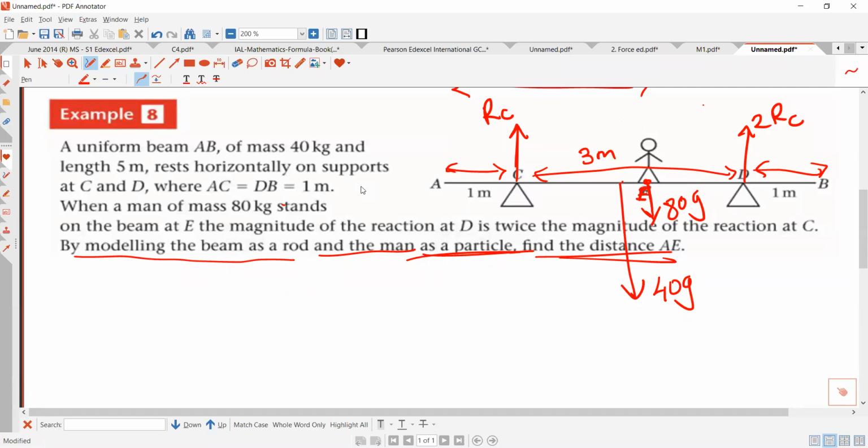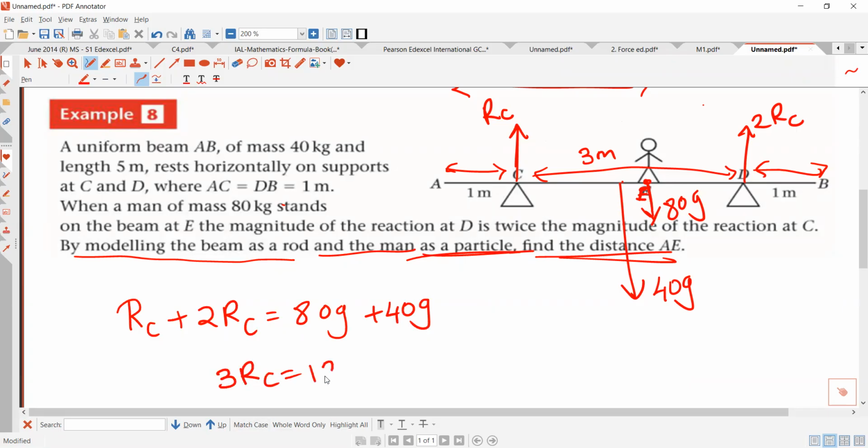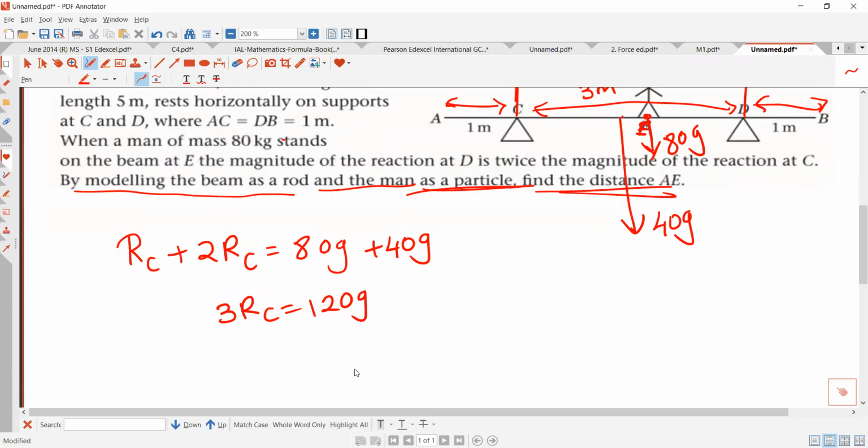Okay, now let's find first of all what RC is. Can I check RC plus 2RC equals 80G plus 40G? Can I write 3RC is equal to 120G and RC is equal to 40G? Can I do this over here or not? Bolo. Everyone? Since you guys know RC, tell me. Does anybody have anything to say to me?